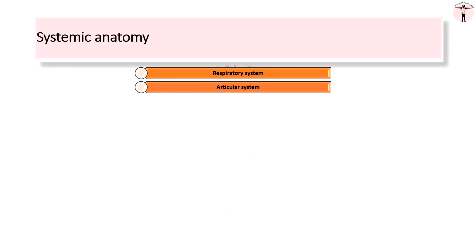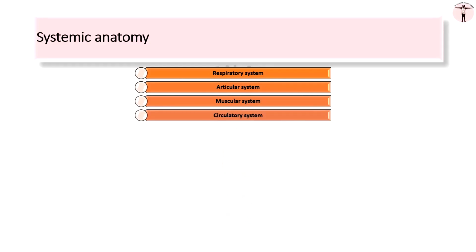Articular system or arthrology comprises various joints with their ligaments. Various types of movements take place at the synovial joints. The joints provide integrity and stability to the adjoining bones. Muscular system is the system which moves the various joints of the body and is responsible for activity, locomotion and facial expressions.